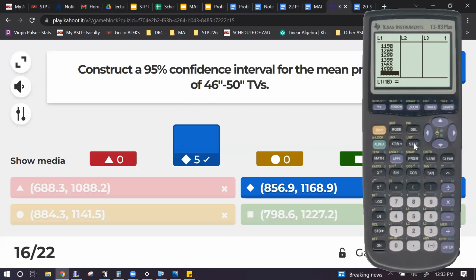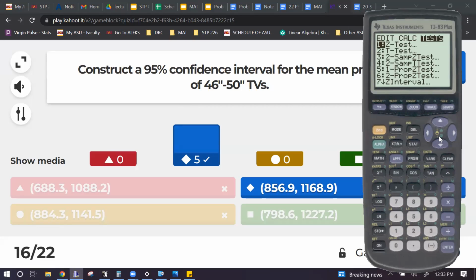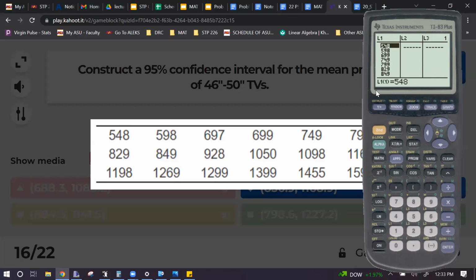So once I've got them input, I go to stat, I go over to tests, and we're looking at a mean confidence level. So I want a T interval. And I'm going to go off data because I have all my data in list 1 here. I want a confidence level of 95%, and I'm just going to hit calculate. And there we go. I must have put something in wrong. So if that happens on a multiple choice, the third number. On the third one. Yeah, 697.